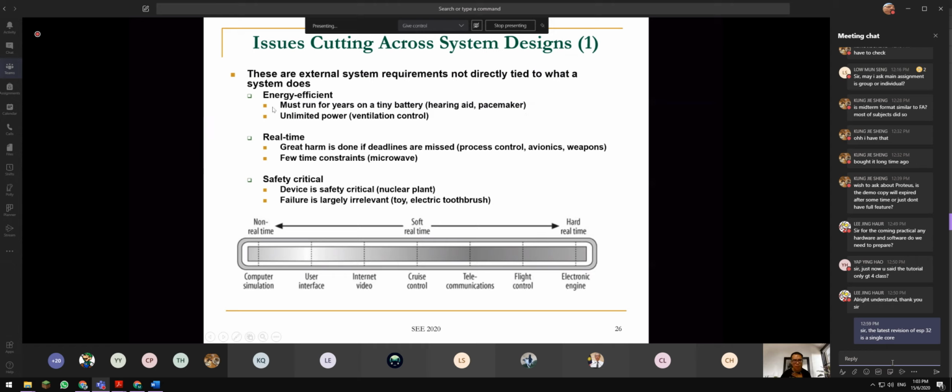Okay, let's begin. One is energy efficiency. It depends on the application. Are you designing a pacemaker?